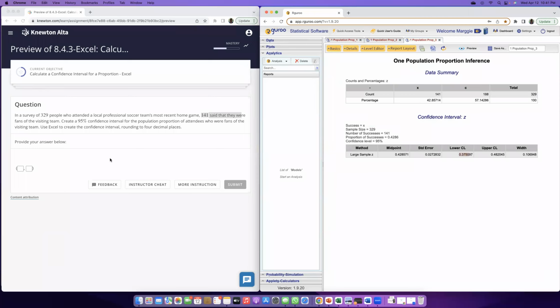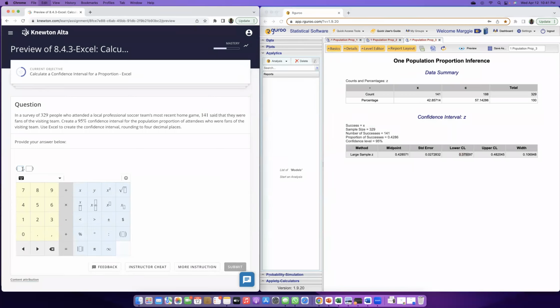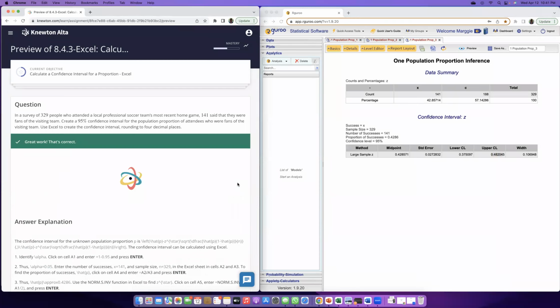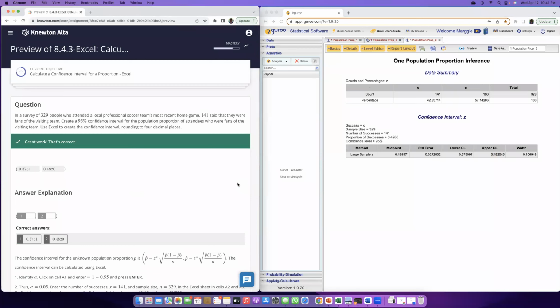So then we have 0.3750, but then we have a 9 afterwards. So we round up. And then for the upper one, we have 1, 2, 3, 4. So we don't need that last digit. And that should be our confidence interval.